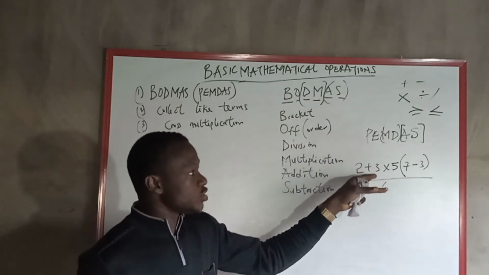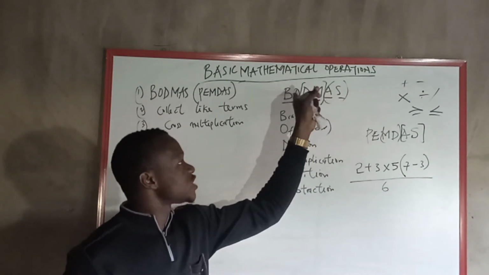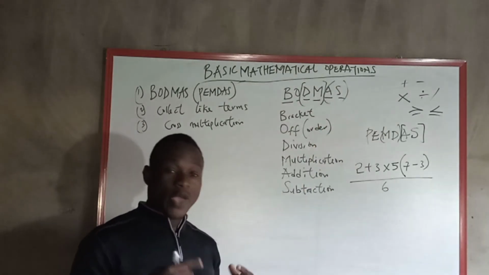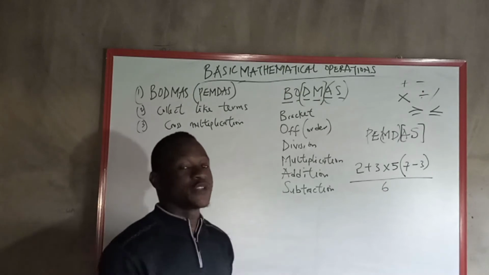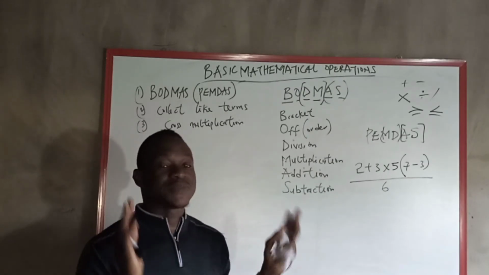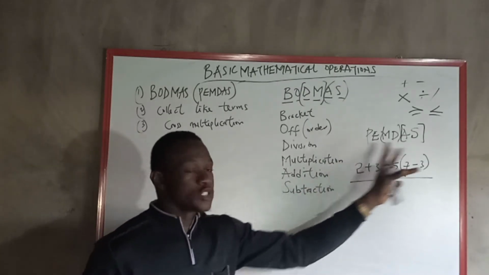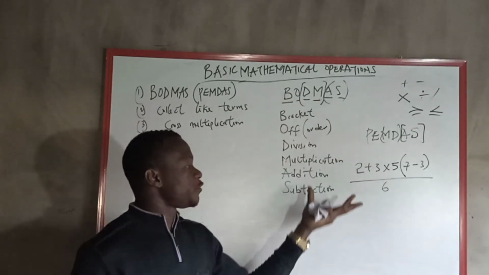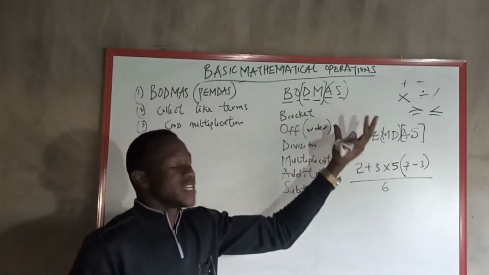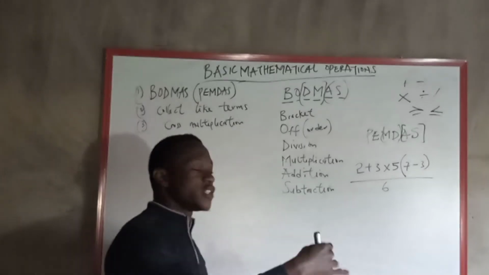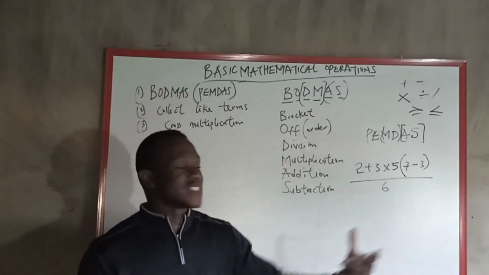If you start with addition, which is this, without doing the bracket first, you will get an answer, and your answer may be in the options if it's an exam, but your answer is mathematically wrong because you've not followed the laid-down rule of Bodmas. So you have to follow the laid-down rule of Bodmas to be able to get the correct answer, so that if everybody solves it, everybody will be able to arrive at the same answer.